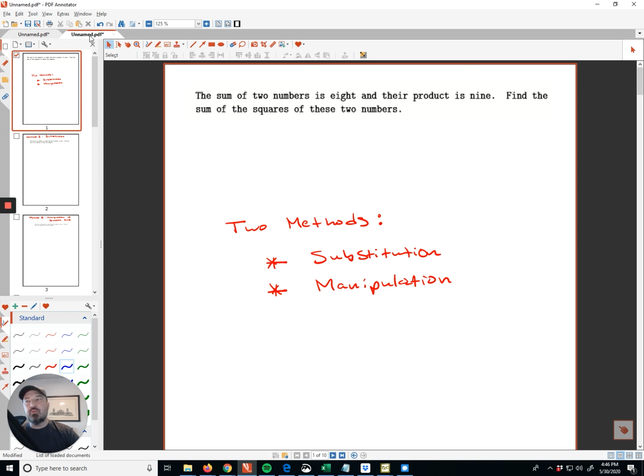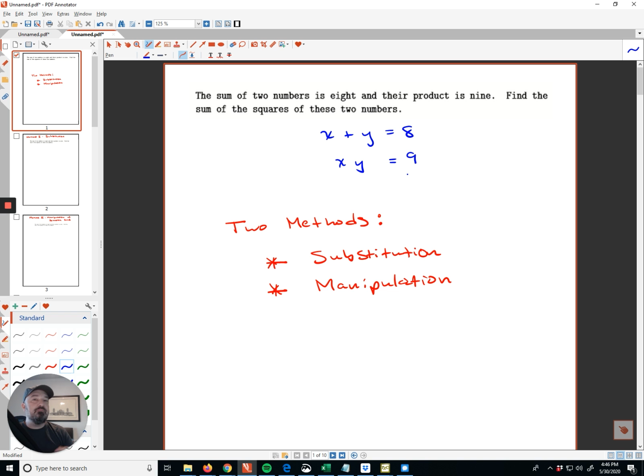So, the first thing that we're going to do is let's turn the words into math. The sum of two numbers is 8. I'm going to give the numbers names. Let's call them x and y. x plus y equals 8, and xy equals 9.